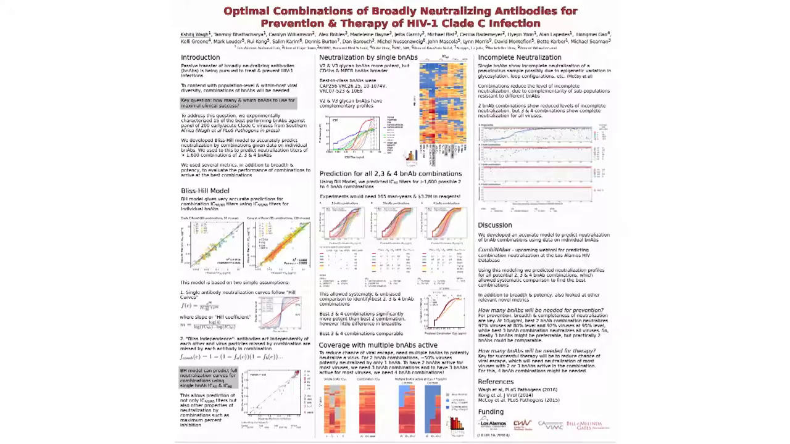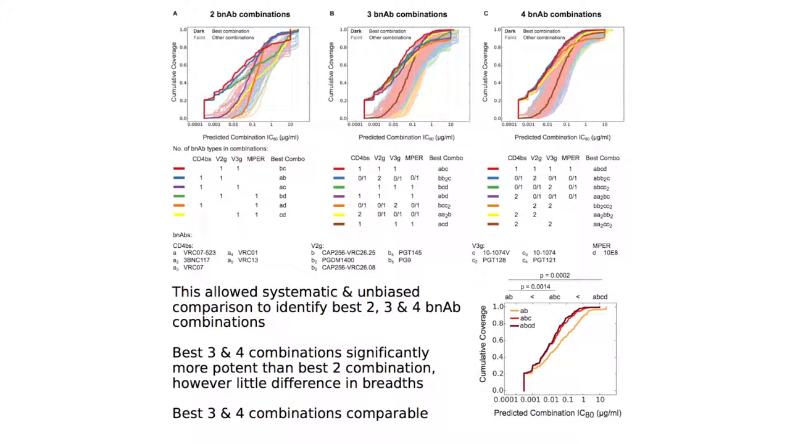This large-scale prediction of IC80 titers for all possible combinations allowed systematic and unbiased comparison to identify the best 2, 3, and 4 bNAb combinations. For the best 2 bNAb combination, we found that CAP256 plus VRC07-523LS showed the best performance. This is indicated by the yellow curve in this breadth-potency plot here. For the best 3 antibody combination, we would add a V3 antibody to the best 2 combination, and that would be 10-1074. For the best 4, we would add 10E8 to the best 3.